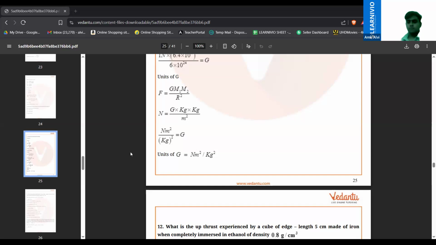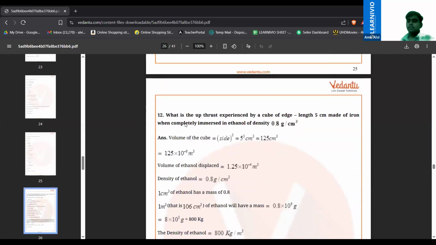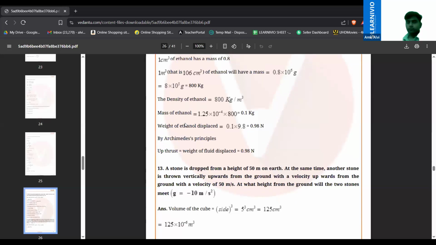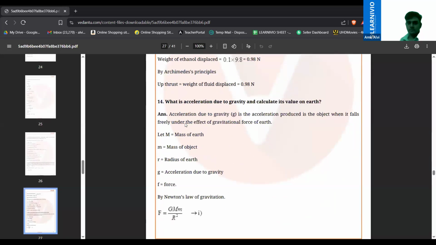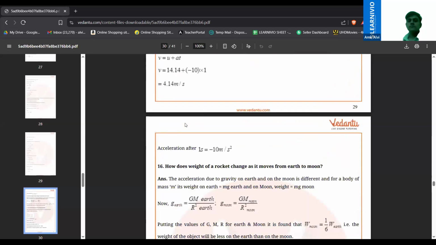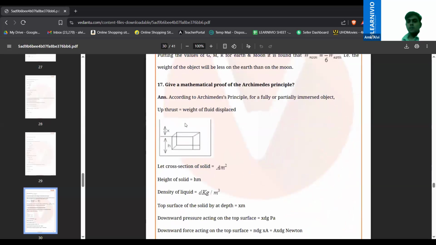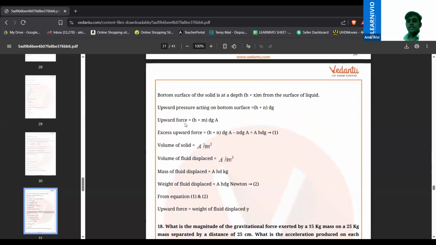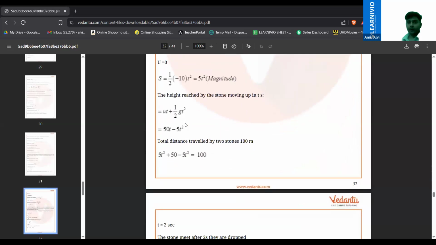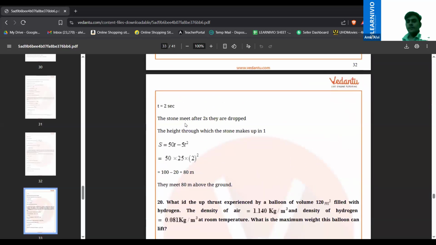Sir, is the upthrust 0.98 Newton? Yes, correct. Good. So it's nothing but the formula in which we have to calculate the mass, then acceleration due to gravity will be multiplied with it. Good. Okay, sir. So these are the questions basically related to Archimedes principle. Okay? Okay, sir. Good. Just calculate this one, 20th.